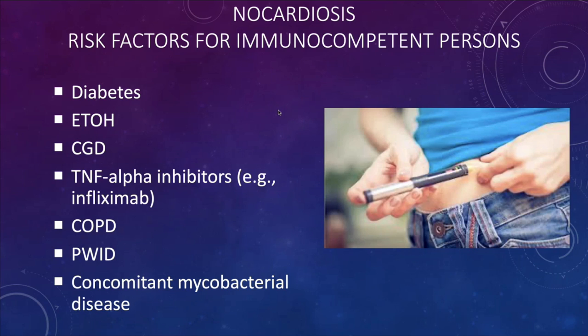Immunocompetent individuals who may be started on TNF-alpha inhibitors, for example. Patients with chronic lung disease, in particular, are at a special risk. And having concomitant mycobacterial disease, either non-tuberculous mycobacteria or TB, can be a risk factor for also acquiring nocardia.